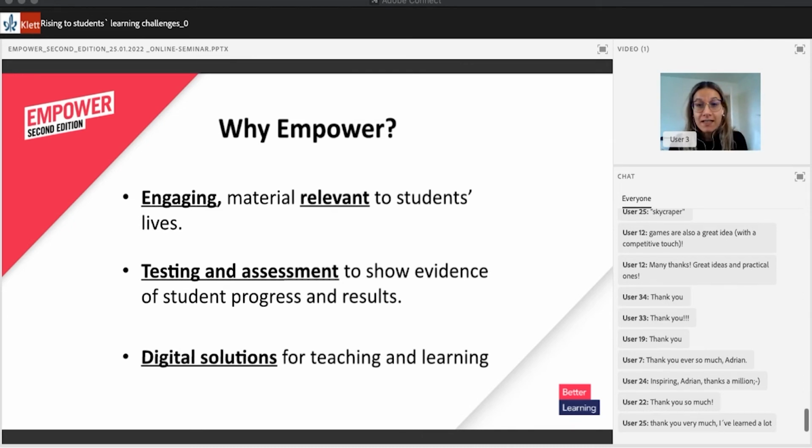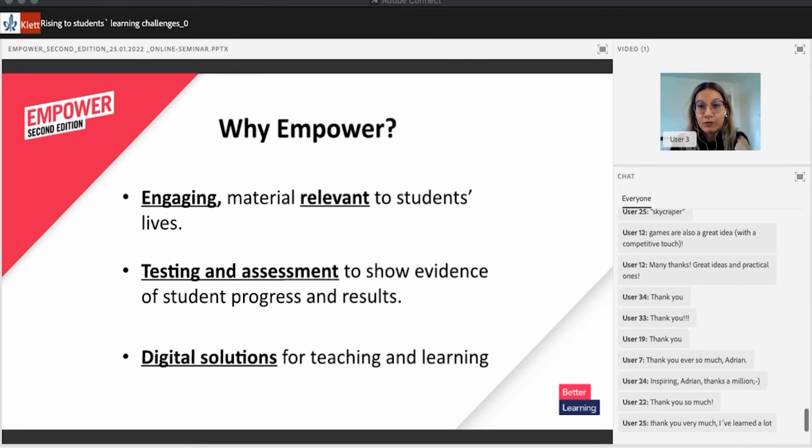And then, of course, there is a solid assessment part in Empower. That means the students feel challenged, they feel they can work towards their own progress, and they also have the evidence of their progress and the scores.